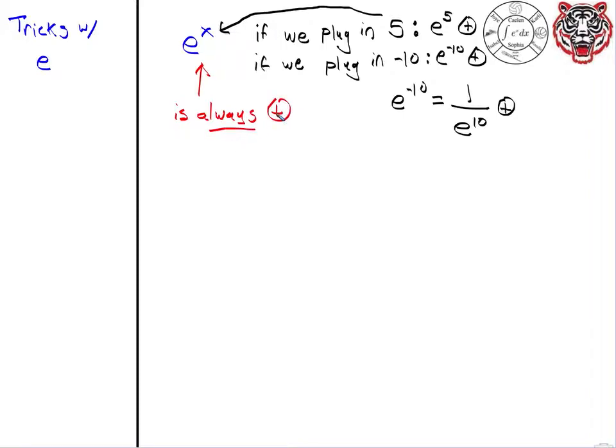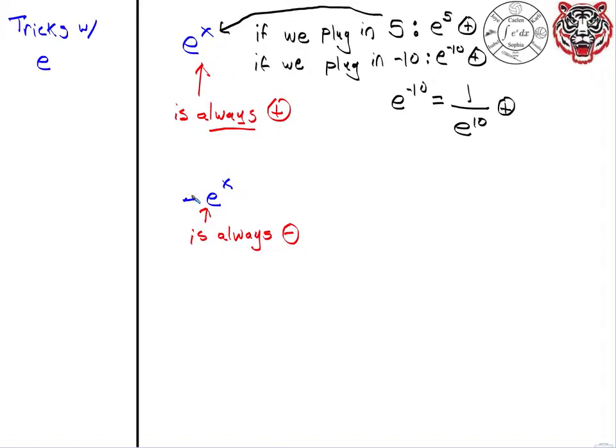What if I had a negative E to the X? What do we know about this value? It's always negative, exactly. This thing is always negative. There's nothing I can do plugging in an X that will get rid of this minus sign.